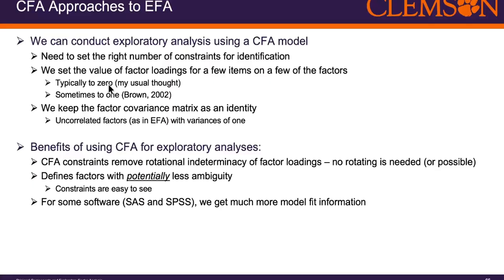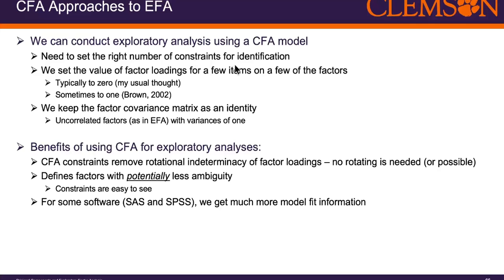Now, other people will go and try to set them to other values. So for instance, we might make them like marker items. That's suggested in an old textbook by Brown. I prefer the 0 approach, meaning you're saying this item does not measure that factor itself. We can still keep the factor covariance matrix as an identity, although the more constraints we set, the more likely it is we can actually estimate a correlation or covariance as well. But these are how we set the model up.